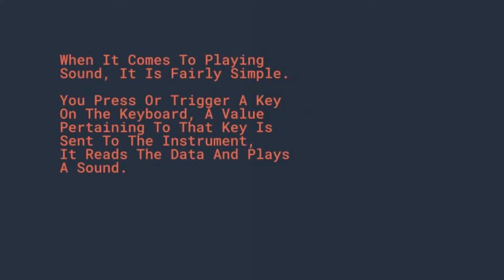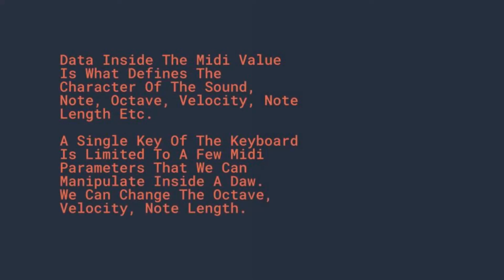When it comes to playing sound, it is fairly simple. You press or trigger a key on the keyboard, a value pertaining to that key is sent to the instrument. It reads the data and plays a sound. Data inside the MIDI value is what defines the character of the sound: note, octave, velocity, note length, etc.